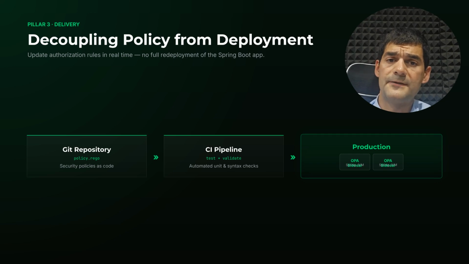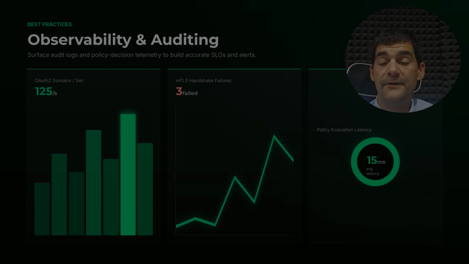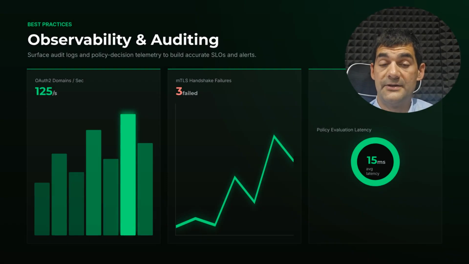And because policy is just code, it lives in Git and flows through your normal CI/CD. You unit test your policies. You run syntax checks. You can even fail the build if someone tries to ship a dangerous policy change before it ever reaches production. One more thing, and please don't skip it: observability.